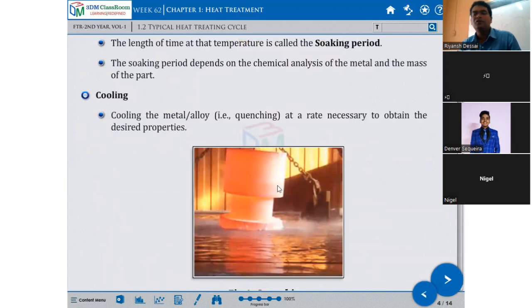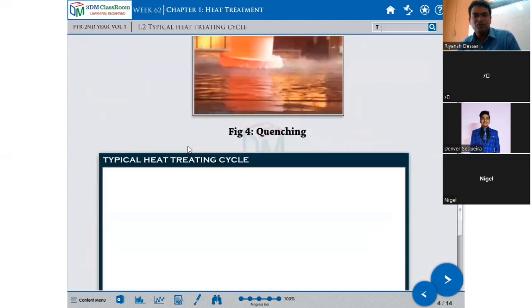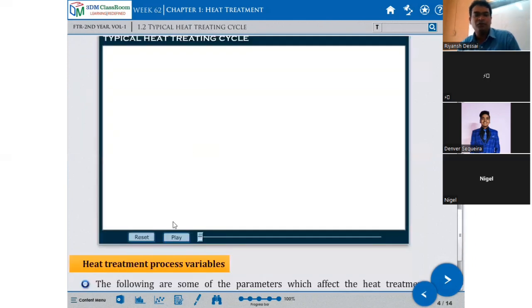See, you can see this picture. After giving heat, they do the soaking. They hold that temperature, then bring it and put it in the water. This is quenching, quick cooling. It means you are hardening the full metal part. The quenching rate is as necessary to obtain the desired properties. So quenching basically is a quick process.